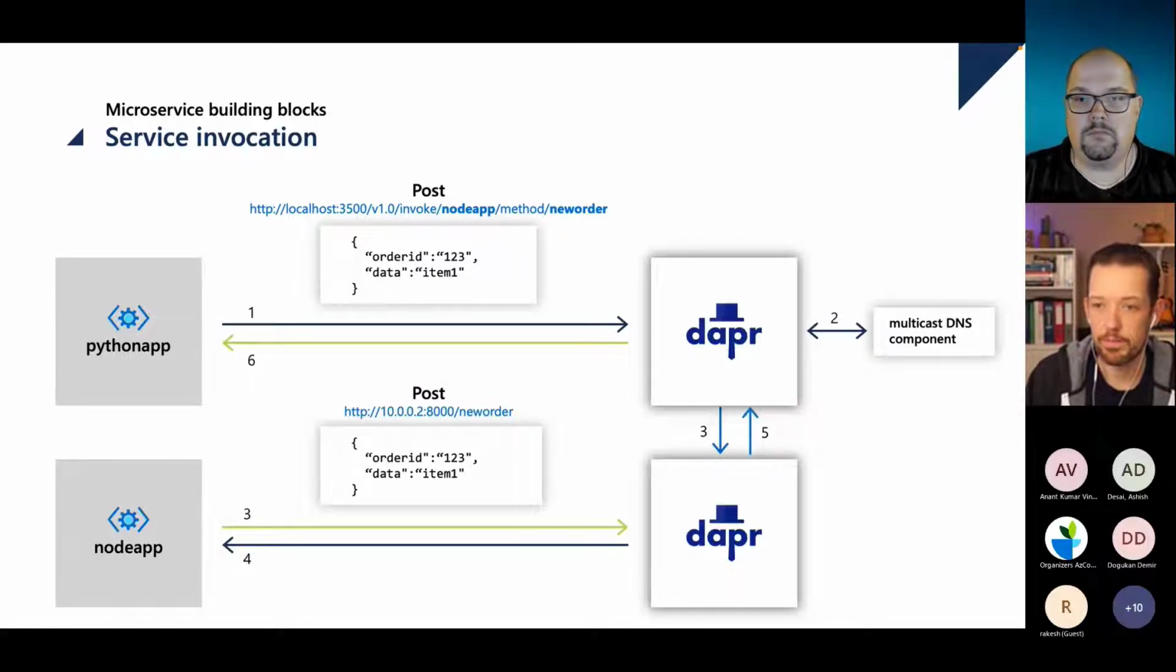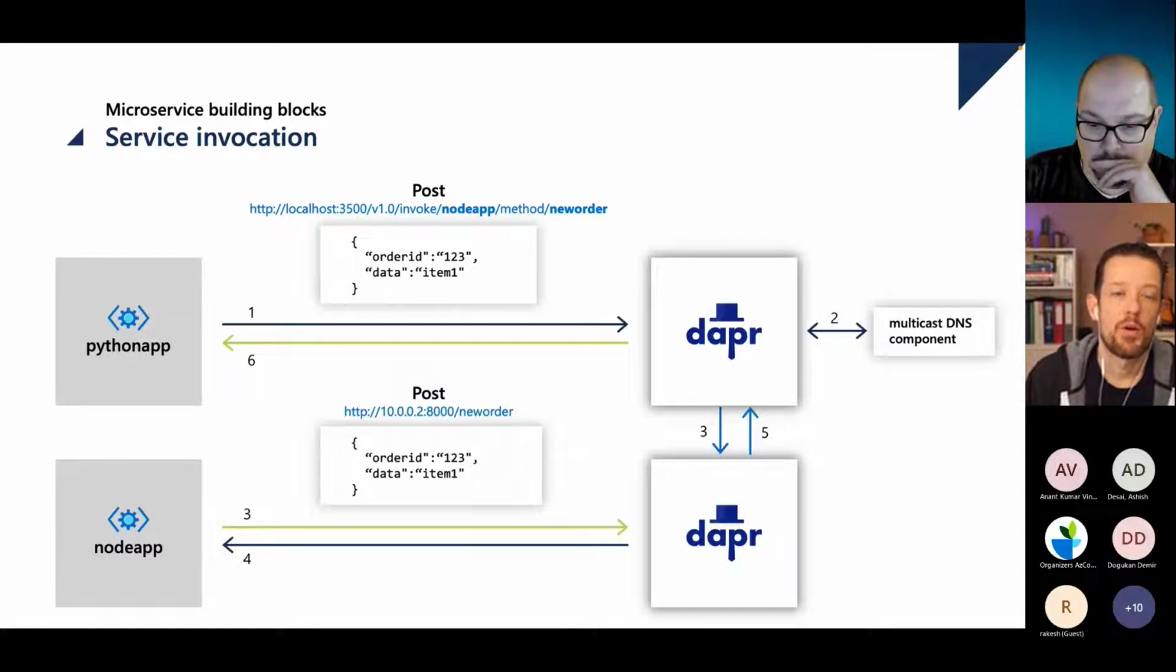So why would we go through all of this hassle just to make a simple service call? Because from the looks of it, I need a lot more boxes and lines and arrows to make this clear. So this is obviously a little bit more complicated than just directly calling the Node app.